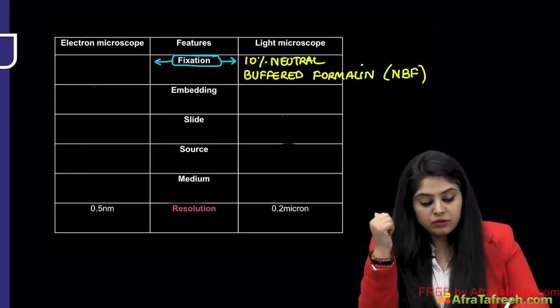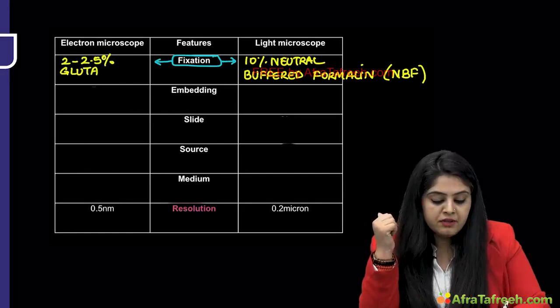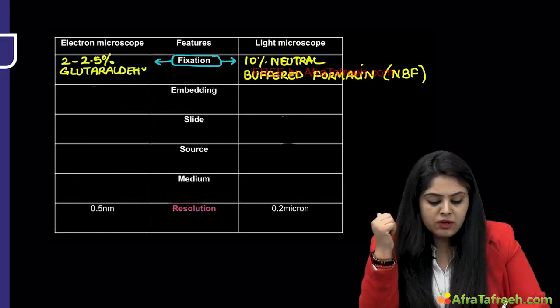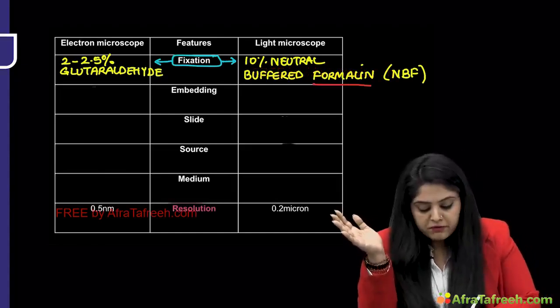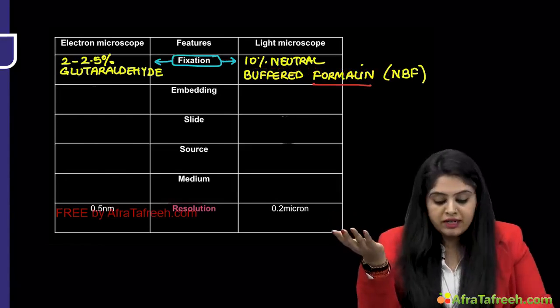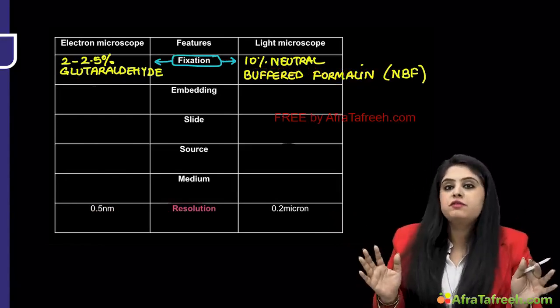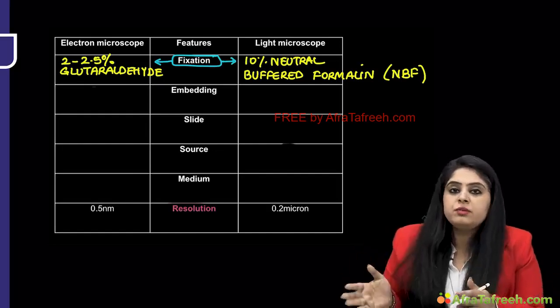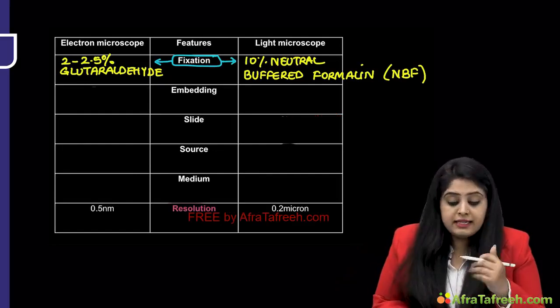Whereas for electron microscope, we are going to use 2 to 2.5% glutaraldehyde. So ultimately, I realize it's all about aldehydes. Because what is formalin? Formalin is also formaldehyde only, right? And over here I'm using glutaraldehyde. So basically I'm using aldehydes everywhere for fixation. For light microscope it is formalin. For electron microscope it is glutaraldehyde.